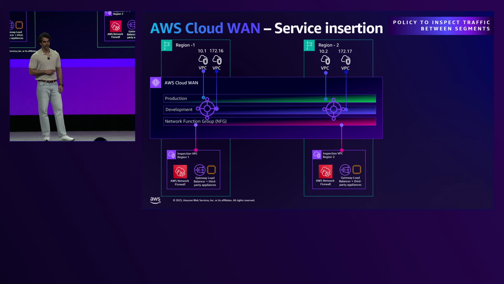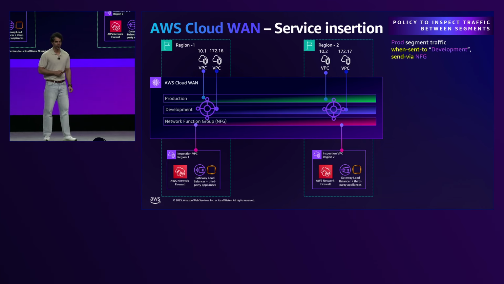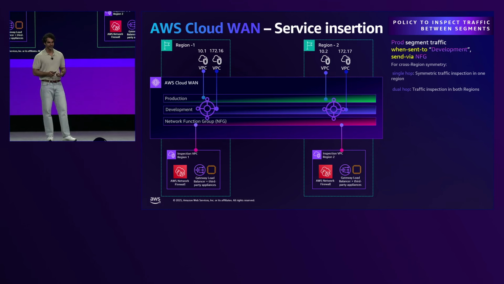then you can set up a different kind of policy where you can say, prod segment, when sent to development, send via network function group. That's it. That's that simple. So the previous one was sent to, and this is send via, right? So that's sort of the main difference there. And obviously in here, you're specifying the two segments between which you want the inspection to happen.